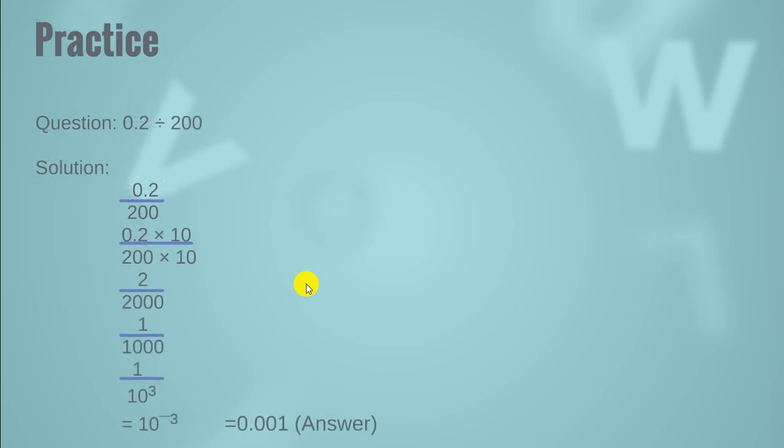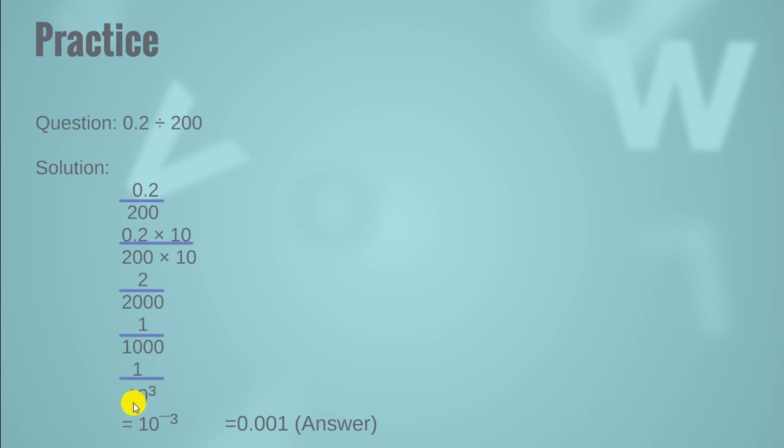Let's move forward. Another question. Here the question is 0.2 divided by 200. Now this question must be worrying you because the dividend is far less than the divisor. But this is no issue. Just make your numerator a whole number, get rid of this decimal point, multiply it with 10, multiply the denominator also with 10, and you will get 2 divided by 2000. Simple. 2 cancels with 2 and it becomes 1 divided by 1000.